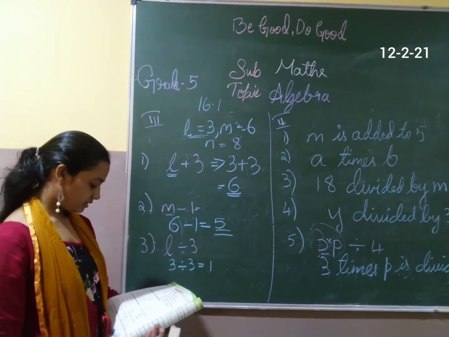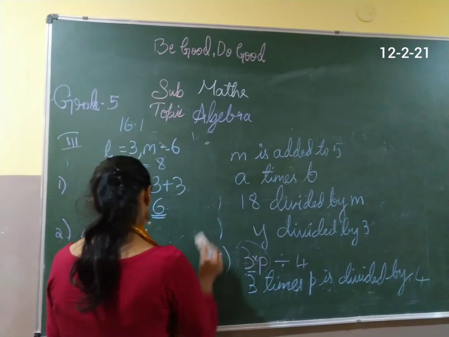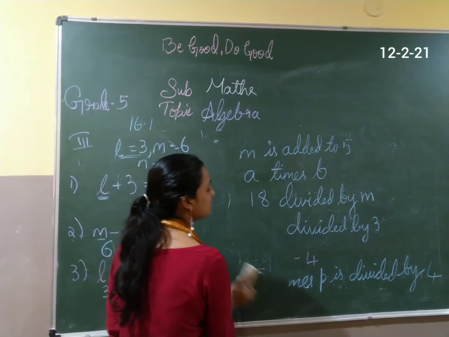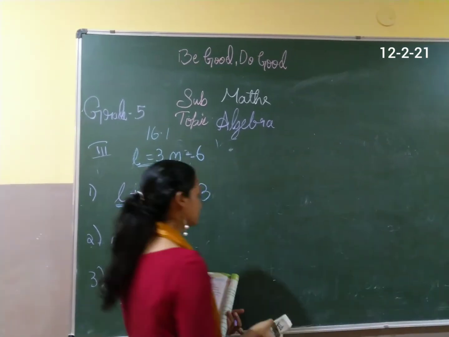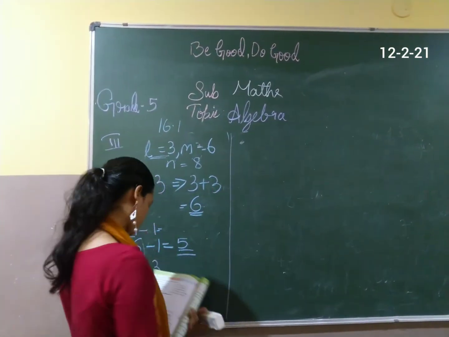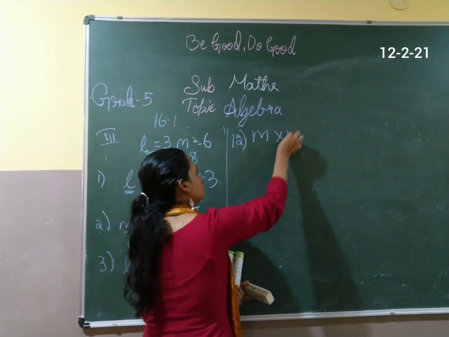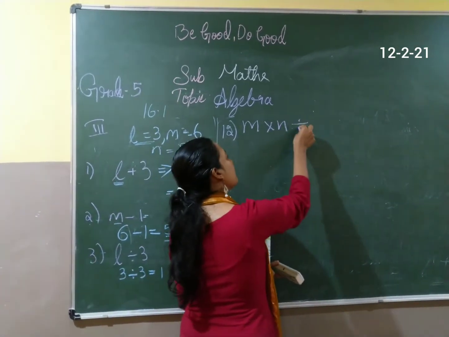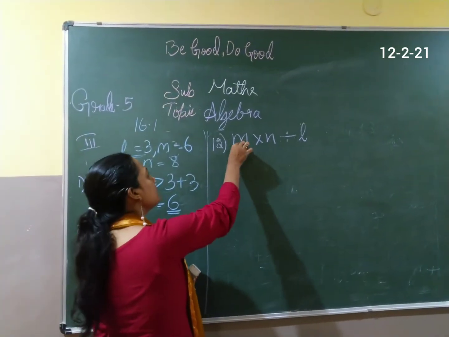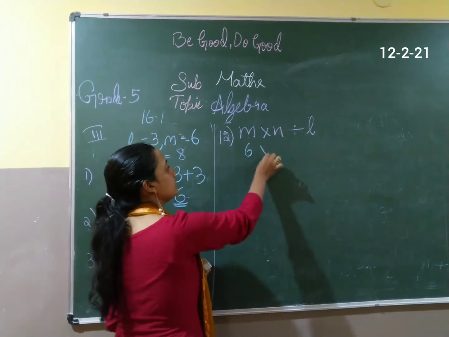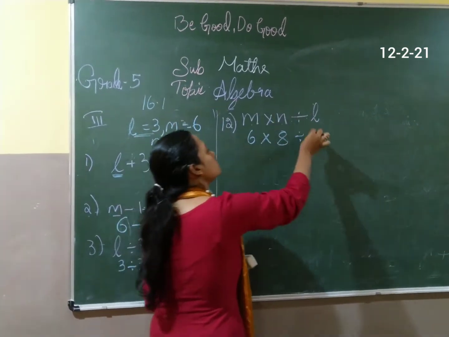Now I'll show you the last, little difficult sums which you may feel difficult, children, like the 12, 13, 14, 15. So I'll show you how to work those sums out. I am taking the 12th one here, where the question is M into N divided by N. It is not very difficult. Just write the values here. What is M equal to? M is equal to 6, N is equal to 8, divided by N is equal to 3.